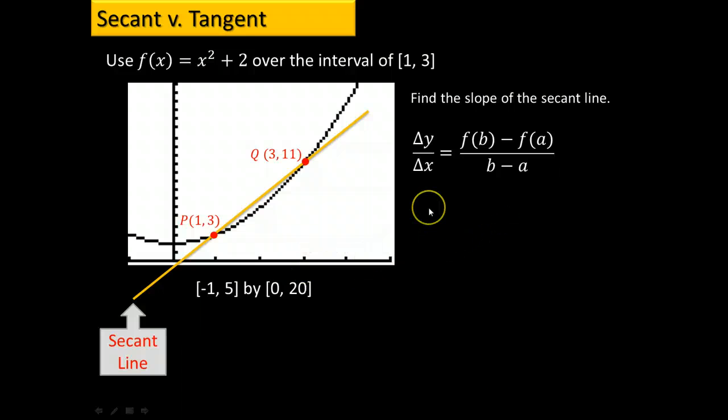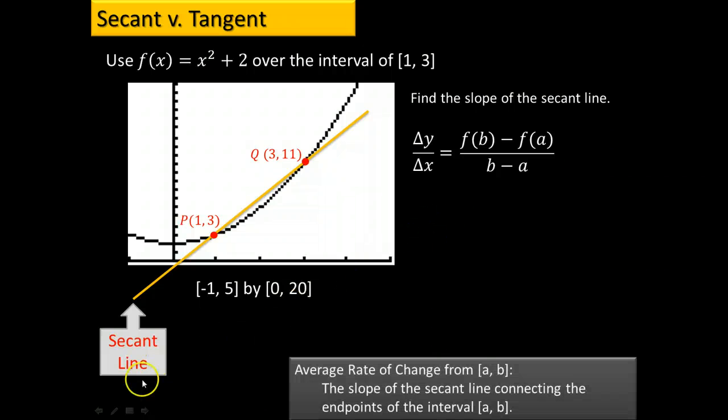So there's our slope formula, change in y over change in x. So let's see. We're going to have 11 for my change in y. Okay, so our change in our y values would be 11 minus 3 over our change in x values, 3 minus 1. So we're going to get a slope of 8 halves, or 4 for the slope of that secant line.